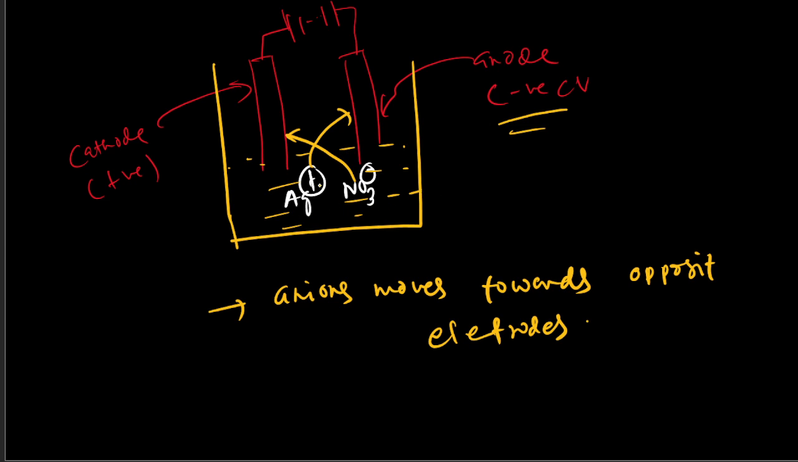How many free ions are present matters. If more free ions are present, the solution can conduct electricity more easily and faster. It depends on how many ions are present in the solution, so if more ions are present, it will conduct electricity more.